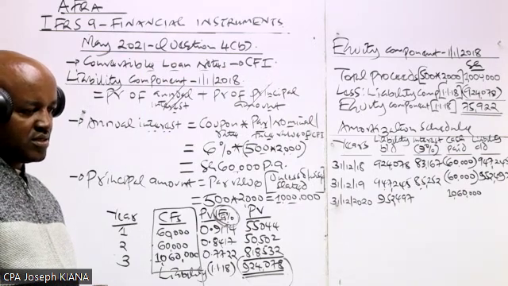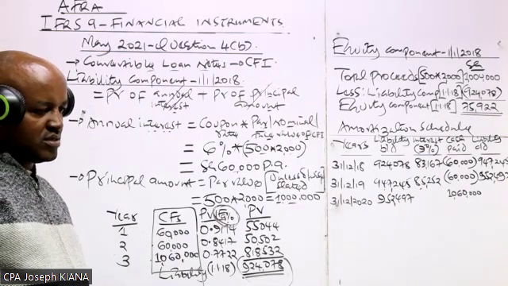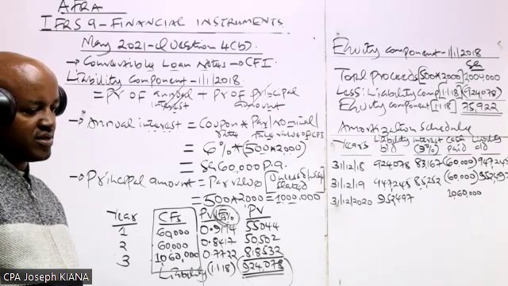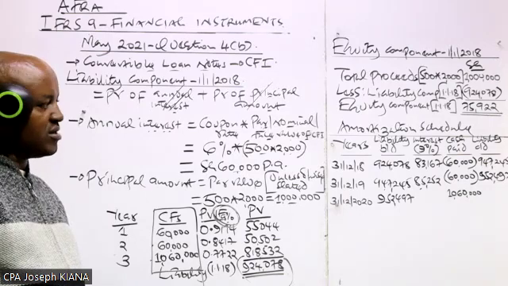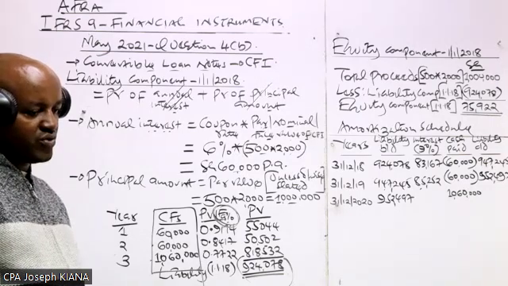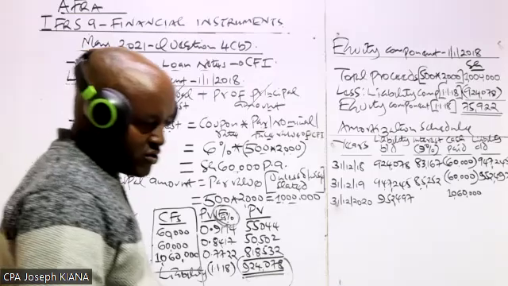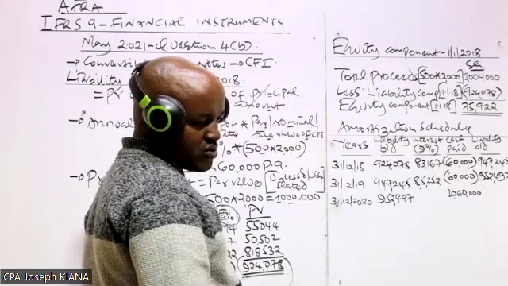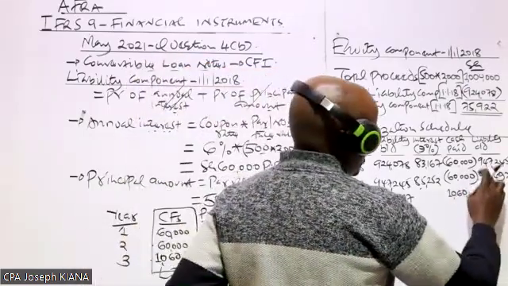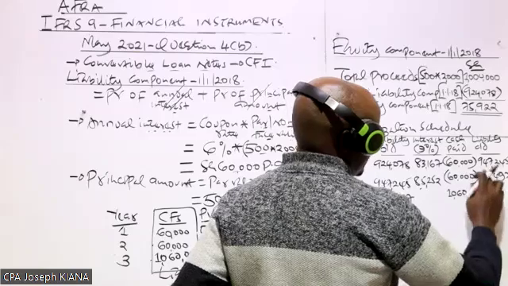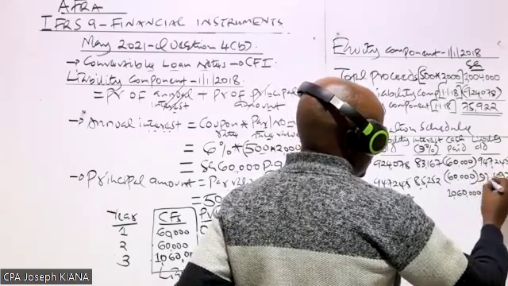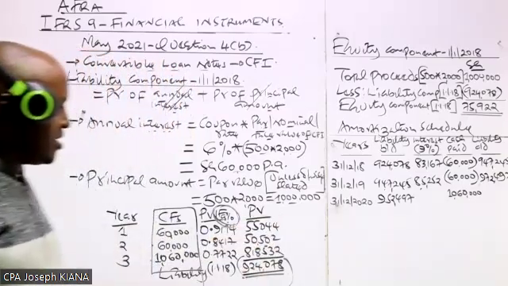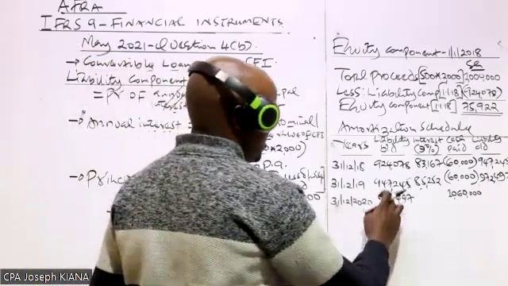I'm getting a different amount. The liability at the end, I'm getting 972,479. So this should be 7? Yes. Okay. So then that will be the opening balance here.